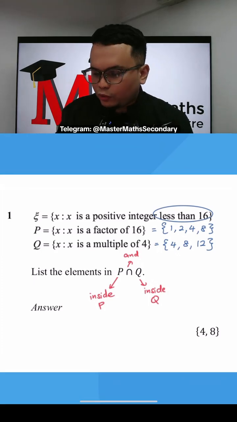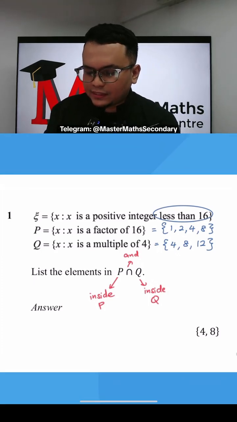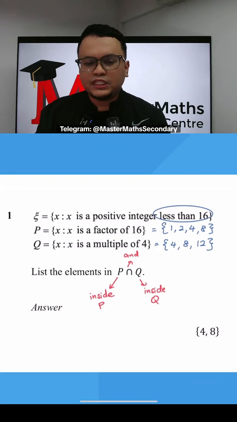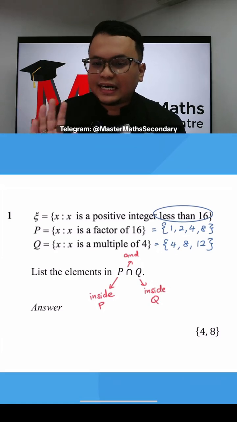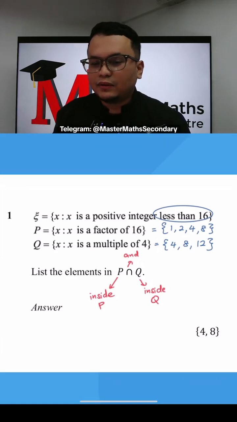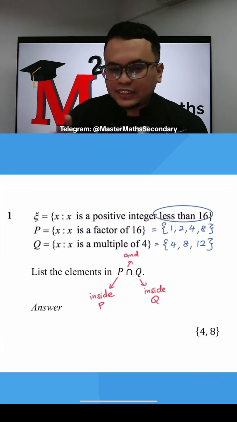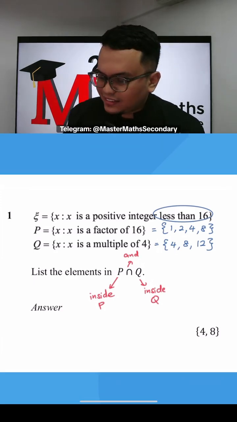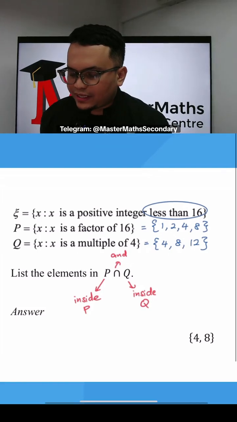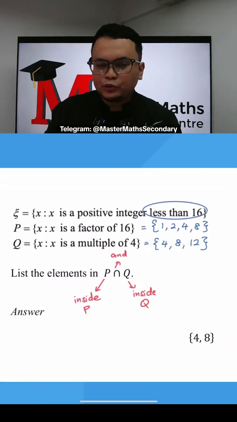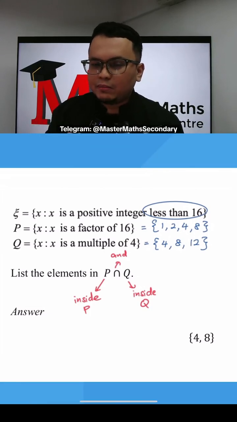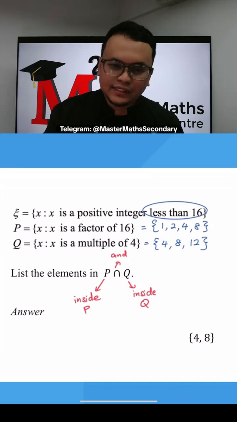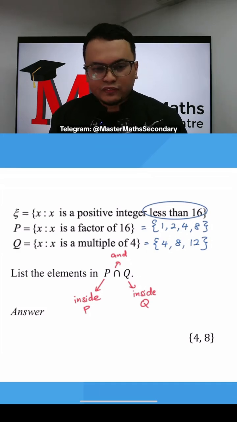So for this whole question, we are using numbers from 1, because positive integer, smallest will be 1, all the way until not 16, until 15 only. So 16 is not included because they say less than 16. Which means that when you choose your elements for P and Q, you cannot include elements outside of your universal set. They must all come from your universal set.